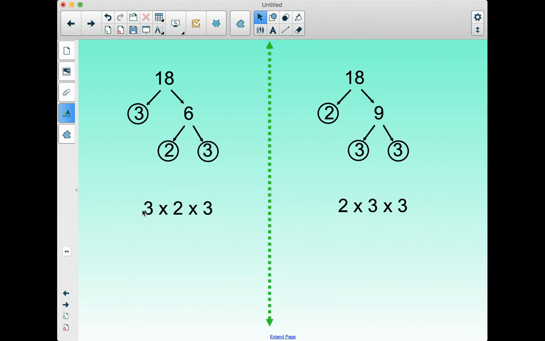On the left, I have 3 times 2 times 3, and on the right, I have 2 times 3 times 3. They are the same thing because multiplication is commutative. That is important to keep in mind, that multiplication is commutative. You can see the prime factorization of 18 written either way.